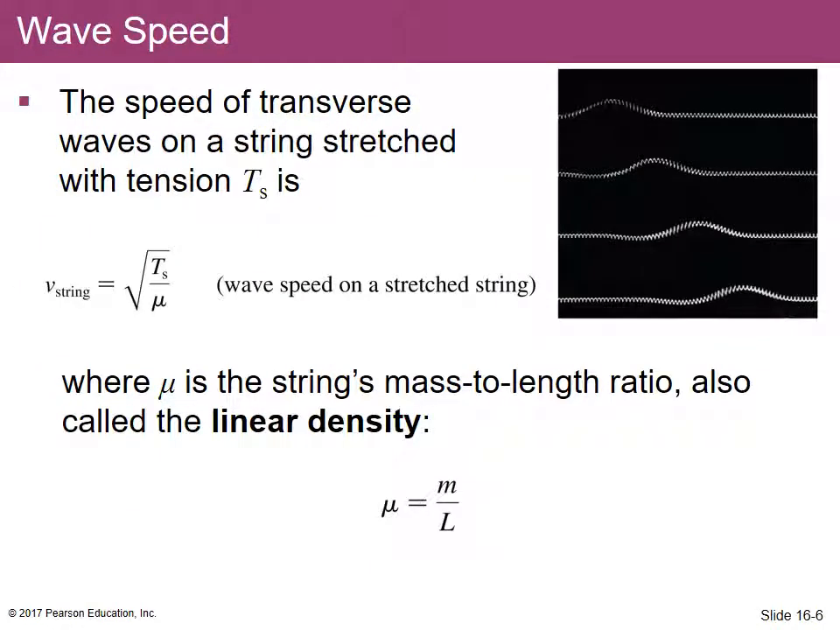A wave transfers energy, but it does not transfer any material or substance outward from the source. The speed of a transverse wave on a string stretched with tension T sub s is the square root of the tension divided by the linear mass density, the mass divided by the length of the string.